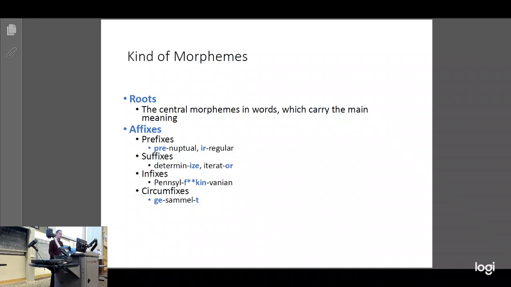And there are circumfixes that come on either side. Who here studied German? Yeah, so to form the past participle, a particular past form of German verbs, you put ge on one side and t on the other side, so you get things like gesammelt, for has gathered.